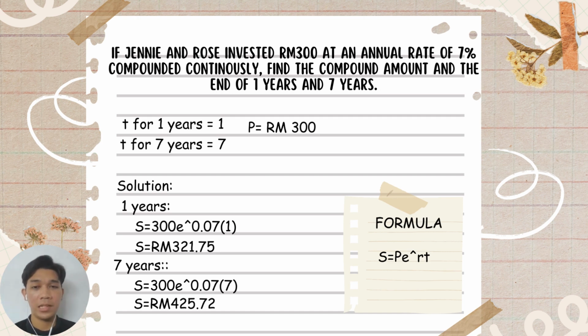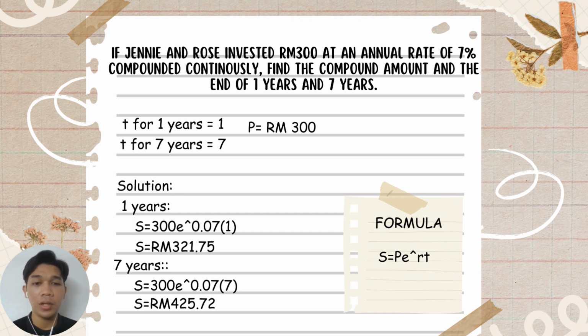Okay, let's move to the question. If Jenny and Rose invested RM300 at an annual rate of 7% compounded continuously, find the compound amount at the end of 1 year and 7 years. Okay, t for 1 year is equal to 1 and t for the 7 years is equal to 7.